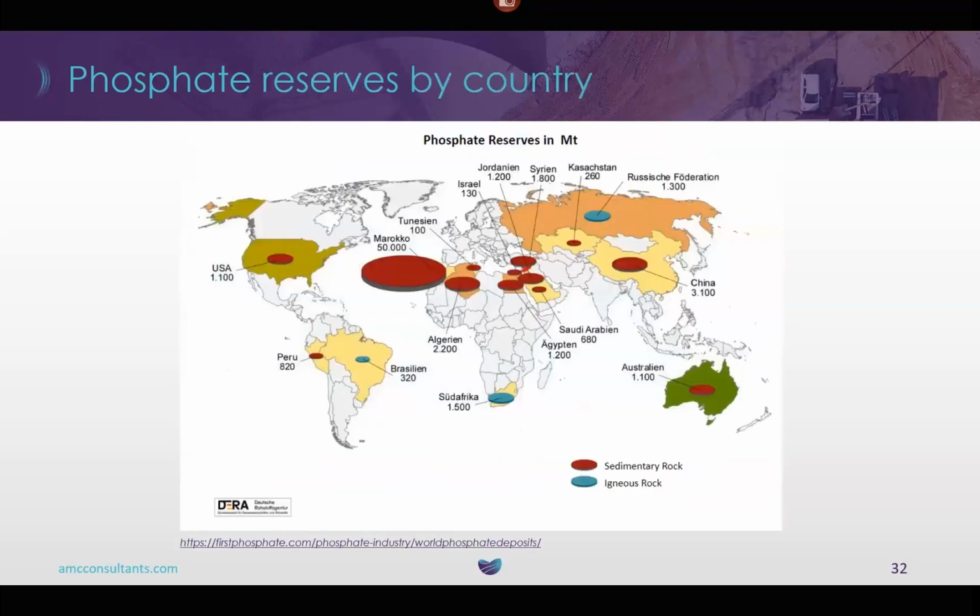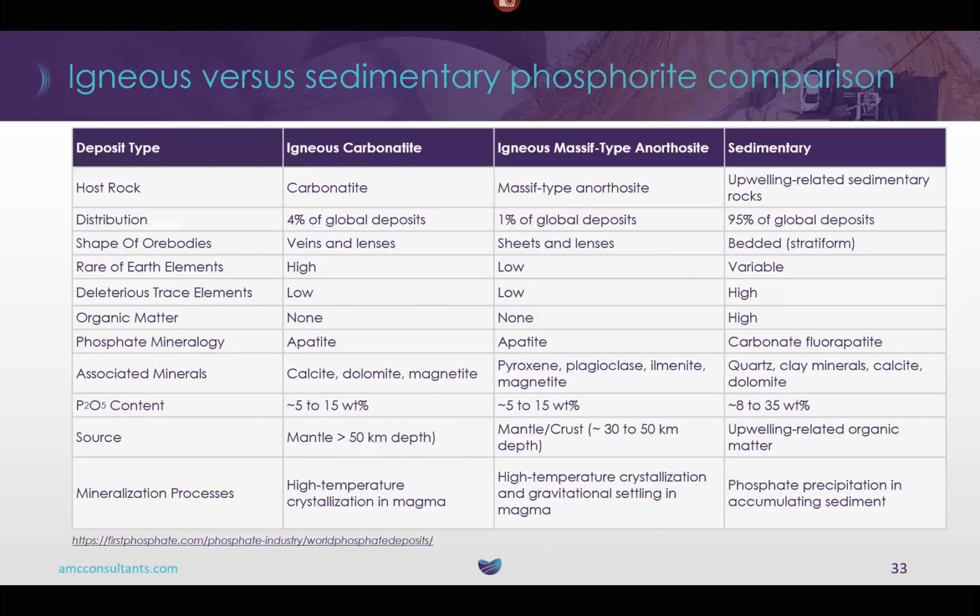From a geopolitical point of view, though, you can see some countries have more phosphate deposits than others, so it puts them in a position that they can potentially control the market for those products. We also need to understand the different types of deposits we've got.